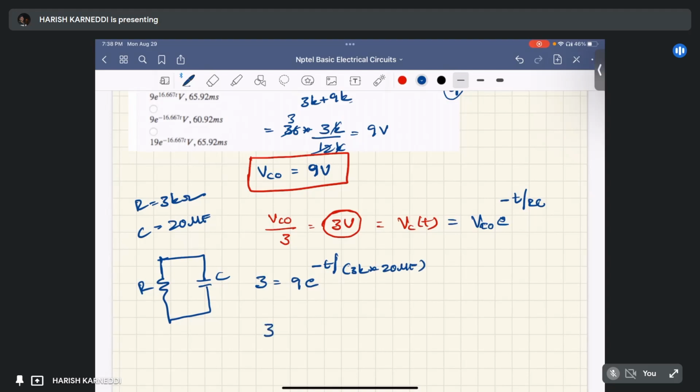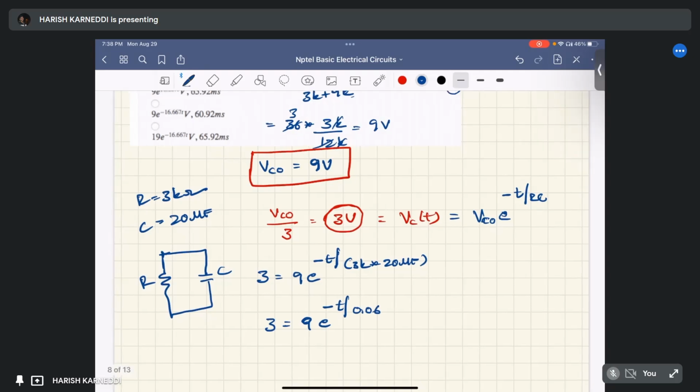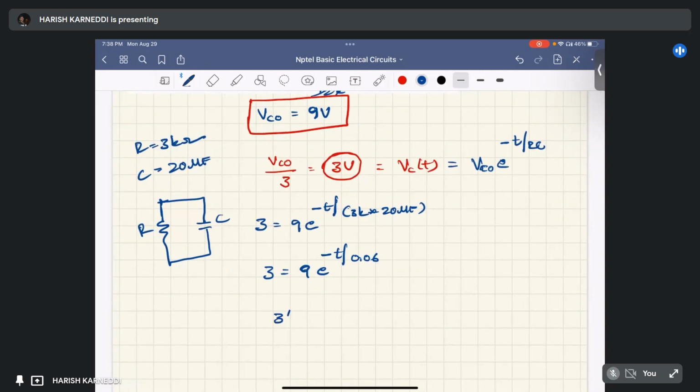Okay, 3 equals 9 times e power minus t by RC, where RC is 3k into 20 microfarad, which is 20 into 10 power minus 6, that is 0.06. You can apply it like this. I'm just moving this 9 to this side: 3 by 9 equals e power minus t by 0.06.